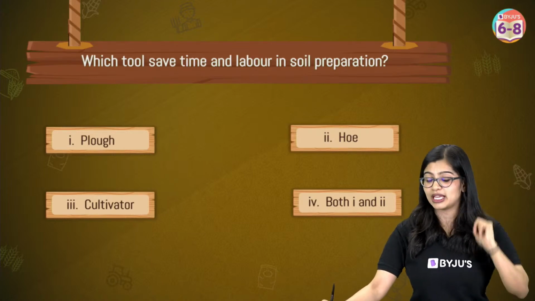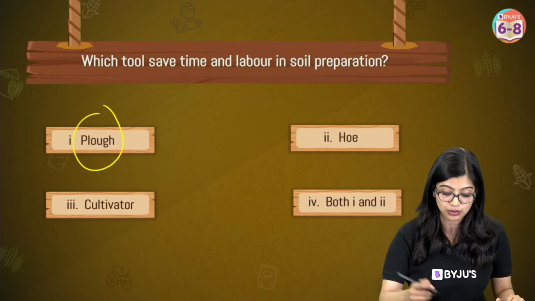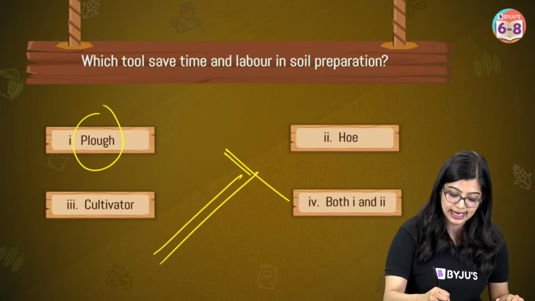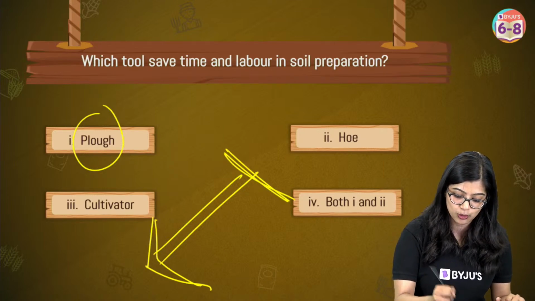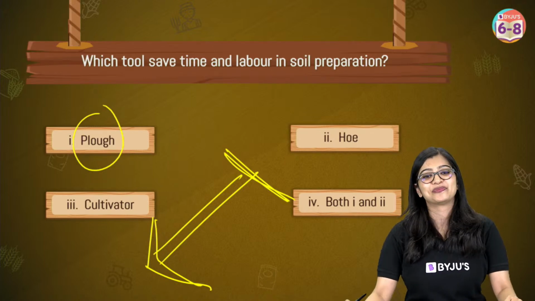In the meanwhile, I will tell you about the plough, because I saw that a lot of you wanted to know about it. Plough has a long shaft-like structure, right? And it has a beam here and it has a plowshare. And this helps in tilling and loosening the soil.